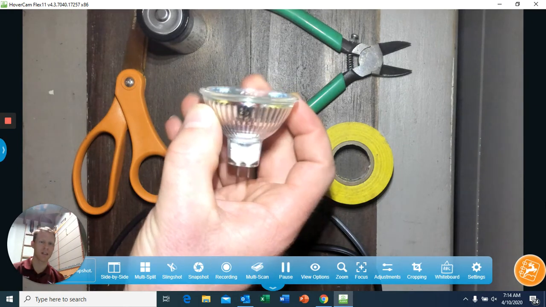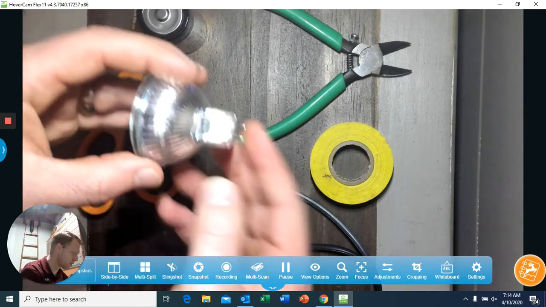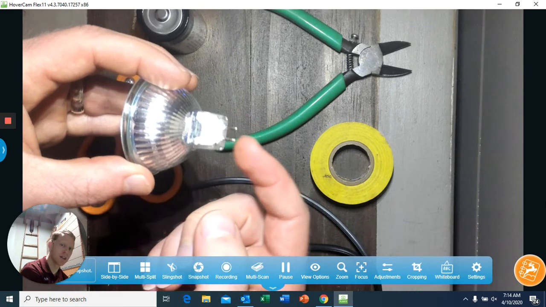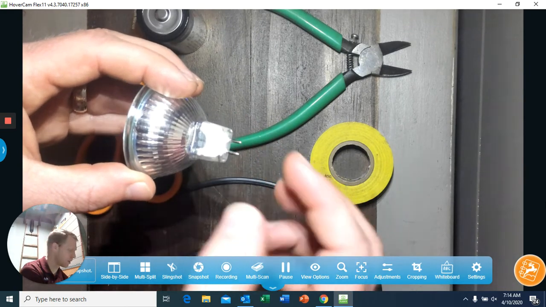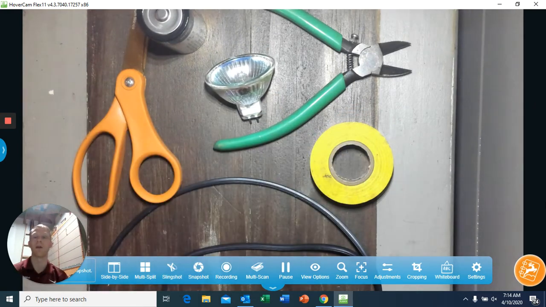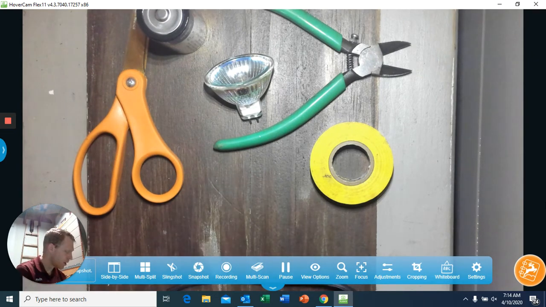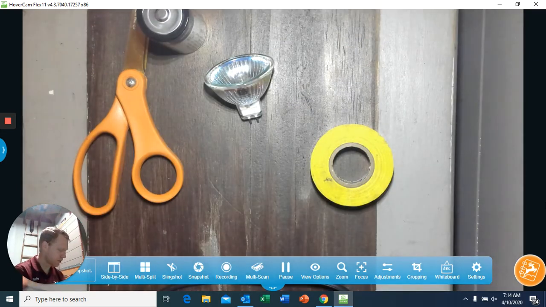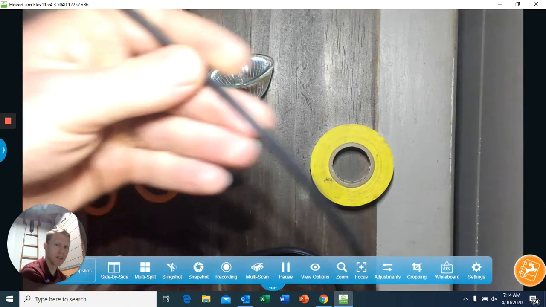I picked this light bulb because it has the two prongs here that would plug into the light socket. They're going to be easier for me to connect to the wire itself. So let's take a look at what we would do. The first thing you need to do here is to cut off two small sections of the wire.